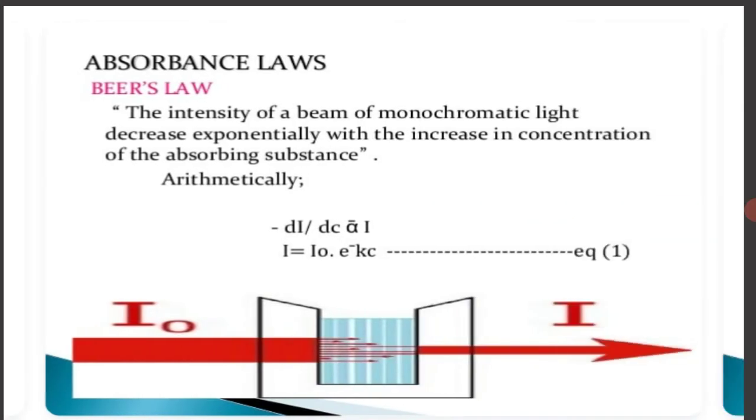There are two types of absorbance law, Beer's law and Lambert's law. First is Beer's law. The intensity of a beam of monochromatic light decreases exponentially with the increase in concentration of the absorbing substance. Mathematically, the equation is given as minus dI by dc is directly proportional to I. Therefore, I equals I0 e to the power minus kc, where I is the intensity of light. This is equation number 1.